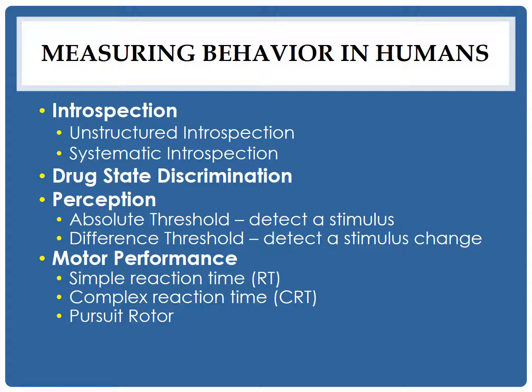You can measure how a drug affects the perception. The absolute threshold is the level of a stimulus needed to sense anything. How bright does the light need to be for me to see it? Or how loud does the sound need to be for me to hear it? That kind of thing. And then the difference threshold is how big of a difference do you need to see a change?